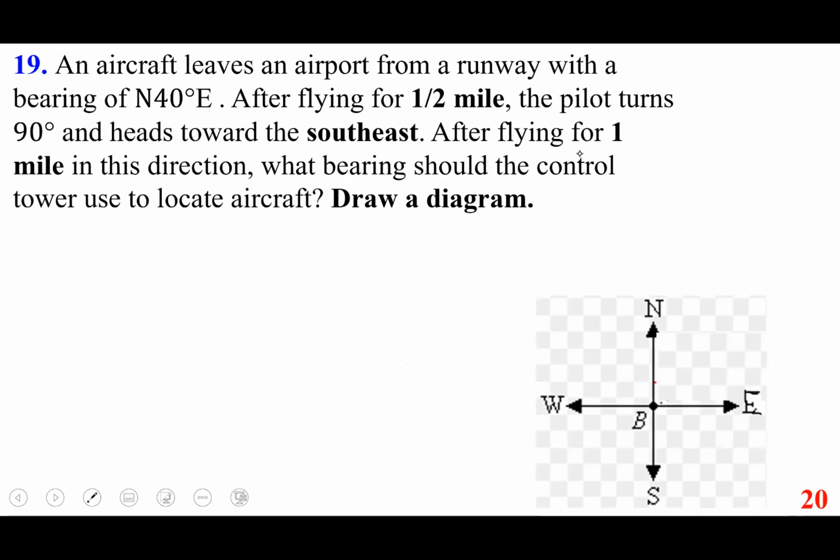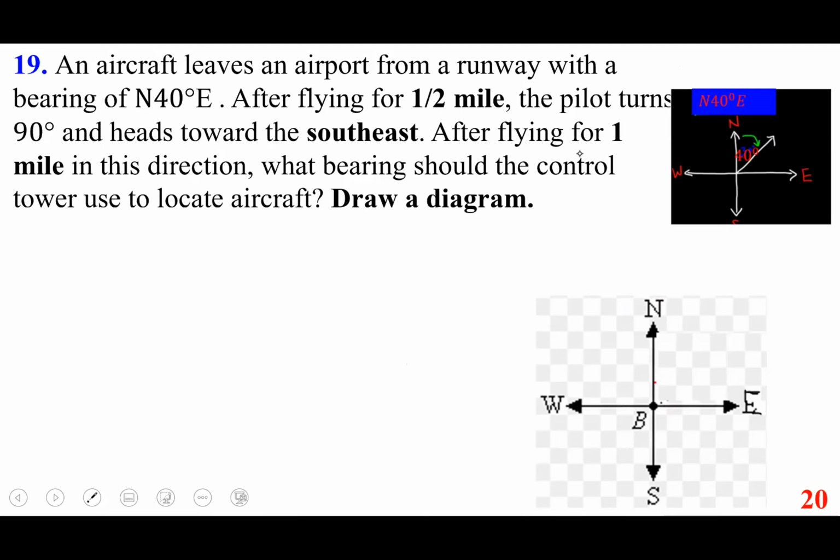I have a couple of questions, class. Read this, please. An aircraft leaves an airport from a runway with a bearing of north 40 degrees east. After flying for half a mile, the pilot turns 90 degrees and heads towards the southeast. After flying for 1 mile in this direction, what bearing should the control tower use to locate the aircraft? Draw a diagram.